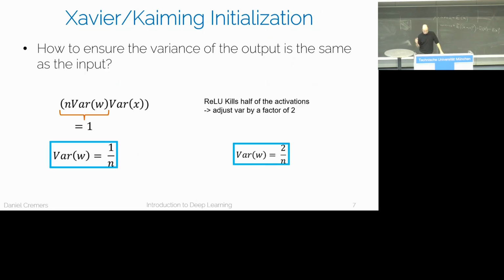Then we talked about the different initializations, the Xavier and the Kaiming initialization for Tanh and for ReLU. And these assure that the size of the activation, the spread, remains constant across layers, the variance of it, if you will.